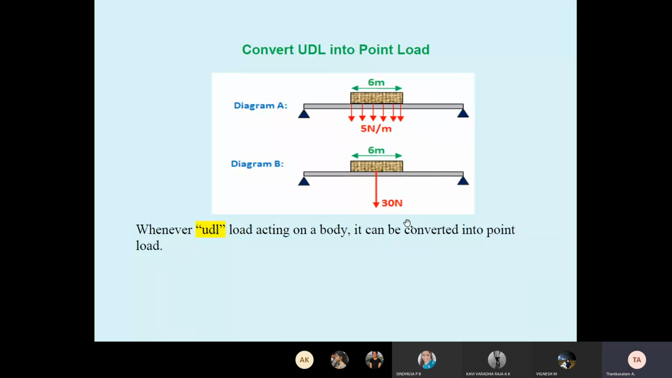Kavi, do you understand this question? Yes, sir. This is a uniformly distributed load. Whenever a uniformly distributed load is given, you must convert it into a point load. Then only we can solve the problems. How do you convert to the point load? Consider the rectangular area. See here, 5 Newton into 6. What is the area? 5 into 6, so 30 Newton. Where is it acting? At the middle of the body. So 6 meter, middle. That's why I marked the 30 Newton.